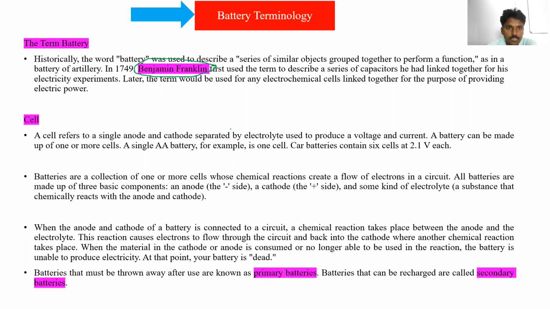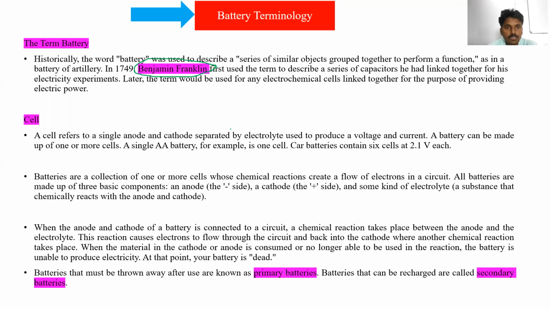Is it clear? Later, the term was used for any electrochemical cells linked together for the purpose of providing electric power. After this experiment, he took two cells or more than two cells, that is electrochemical cells, and these cells are linked together. Linked means connected, maybe in series or parallel, for providing electric power.